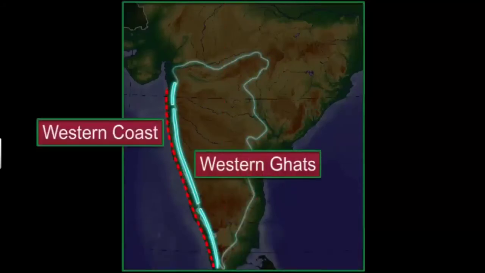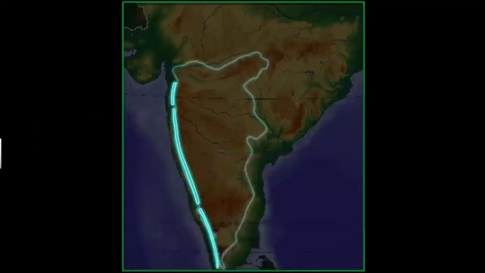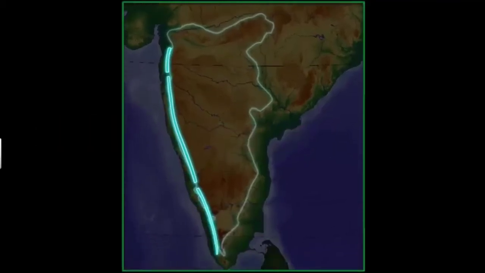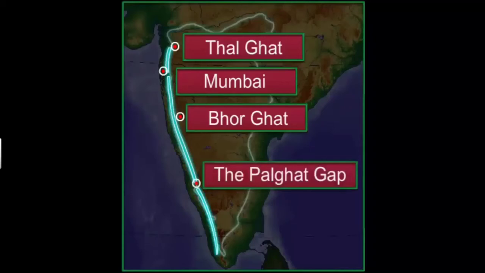They are continuous and can be crossed through passes only. For example, the Thal Ghat and the Bhor Ghat passes act as links between the interiors of the Deccan Plateau and Mumbai. Another pass, the Pal Ghat Gap, found on the Kerala-Tamil Nadu border, serves as a major communication route between the two states.